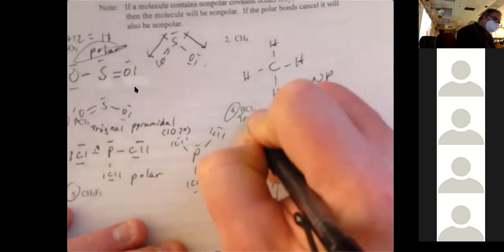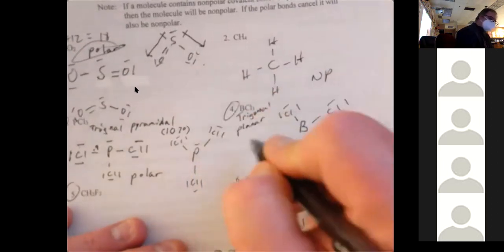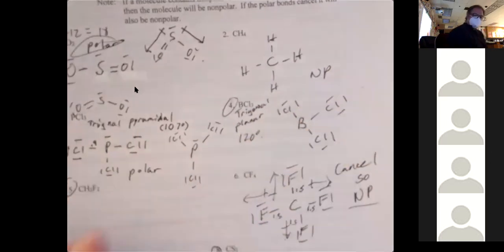What is our shape here for 3 bonds and 0 unshared pairs? If you're unsure, you can always look at the back page. Trigonal planar. What's the angles on that? 120. So the difference about this is it's planar.